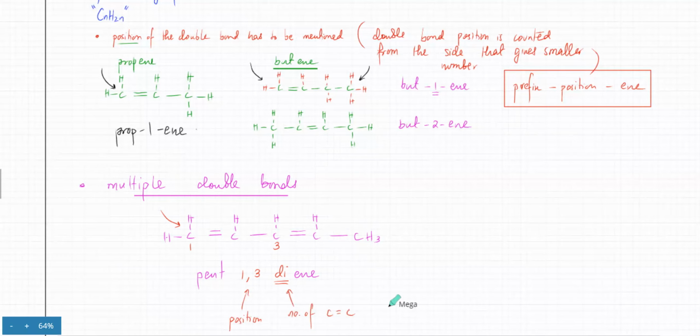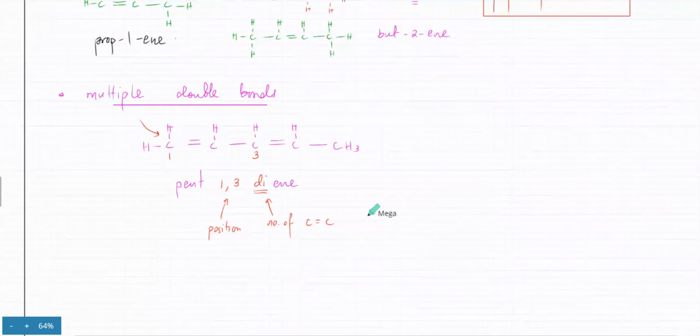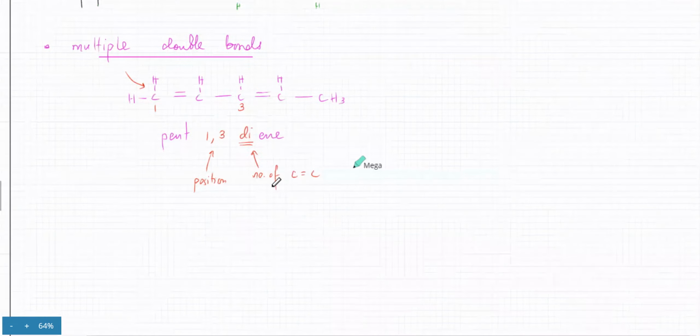Yes. And the same rule would apply to pretty much all other functional groups as well. Molecules are going to be named the same way. Prefix, suffix, and in the middle, the position of the double bonds or whatever the functional group is, and this is the quantity. This is the quantity of the functional groups. So this is alkenes. Let's move to the next one.